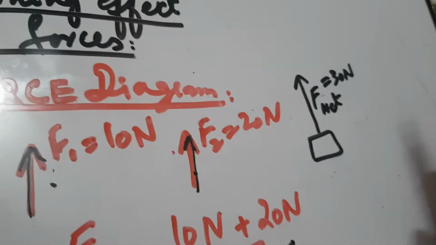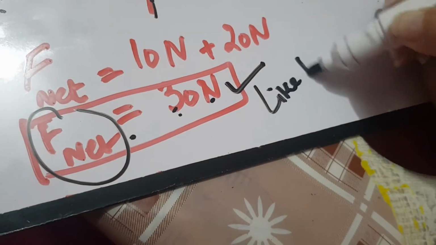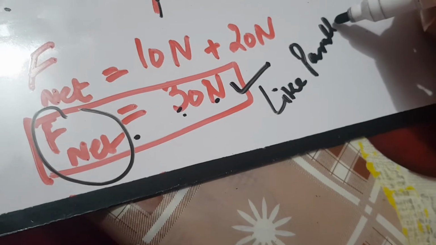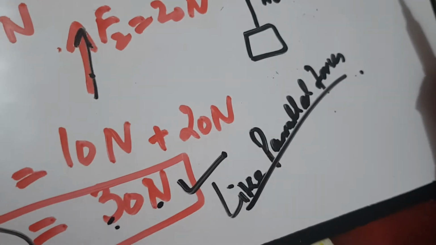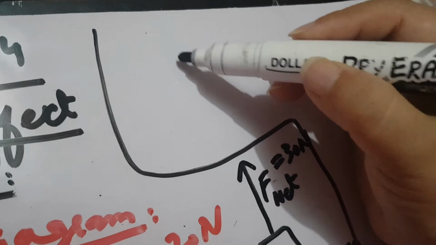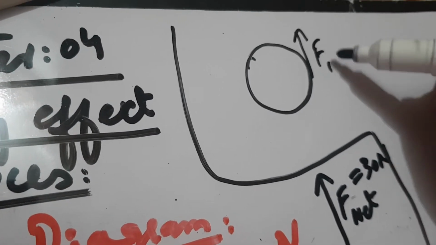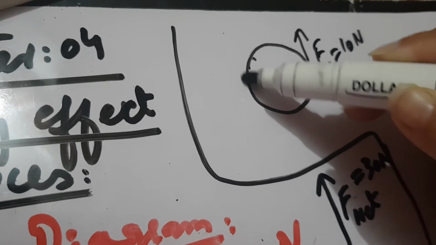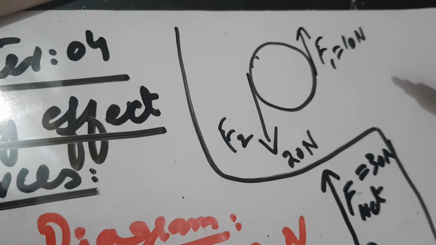Another example. This was the example of like parallel forces. And what about unlike parallel forces? For example, in the steering wheel of a car, if this force is acting in this direction, this is F1, it is 10 newtons, and this force is acting, this is F2, this is actually 20 newtons. Then what is the resultant force?